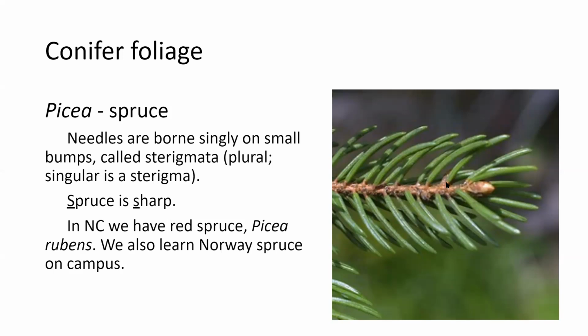And a really important ID character, we'll talk about this more in lab, is that spruce is sharp. And you can see at the ends of these branches, those needles come to a pretty sharp point. And that's something you can feel if you grab a branch. In North Carolina, we have red spruce, and we'll learn about red spruce a little bit more in lecture as well as lab. That's Picea rubens. And we also learn Norway spruce on campus where it is planted.